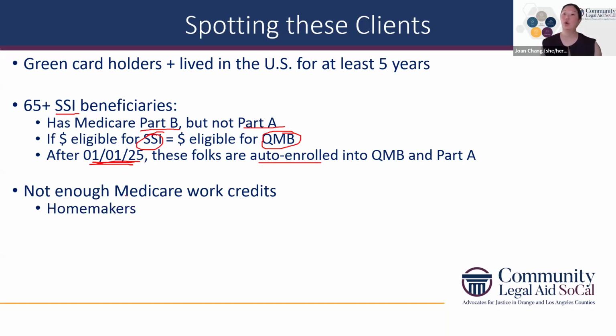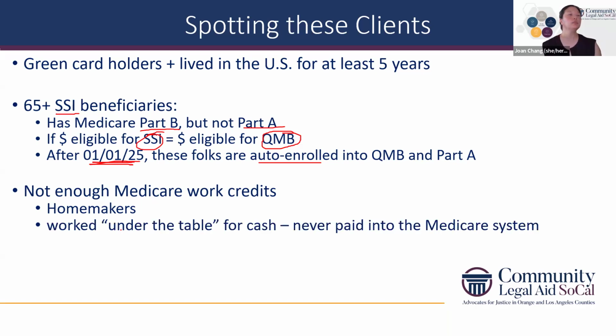Okay, for those who don't have enough work credits, and that could be for different reasons, right? You could have been a homemaker. You could have been the primary caregiver of family members, or your kids, and you didn't work outside the house. Some of our clients, they've worked all their life, but they've worked for cash, quote, under the table. So they necessarily didn't pay into the Medicare system. That's plenty of our clients who have worked really, really hard, but unfortunately they didn't pay the Medicare taxes to be eligible for Medicare.